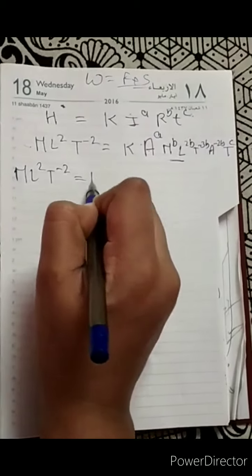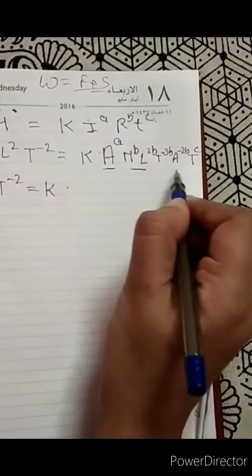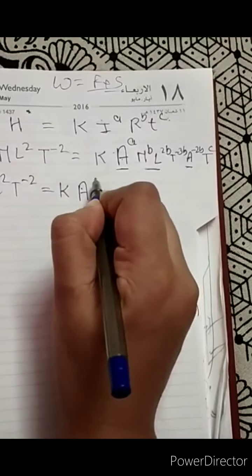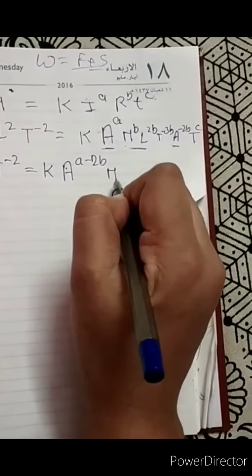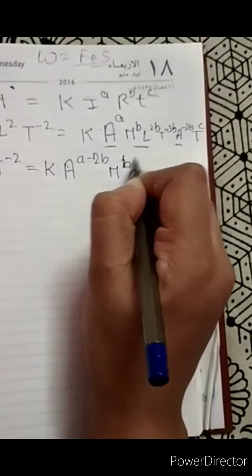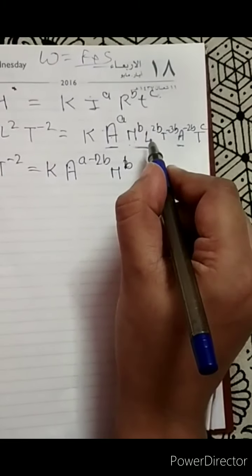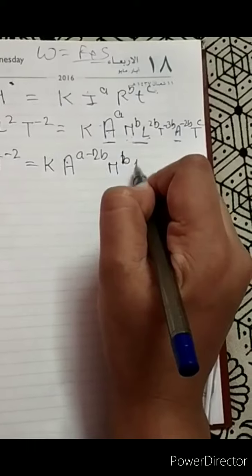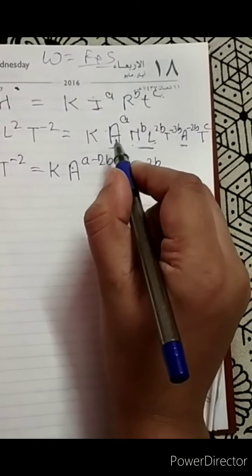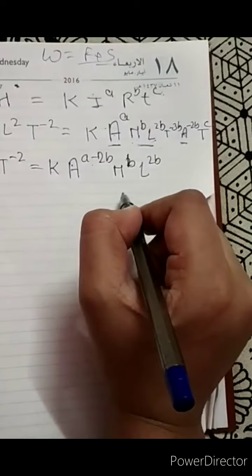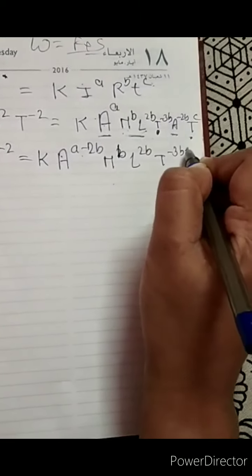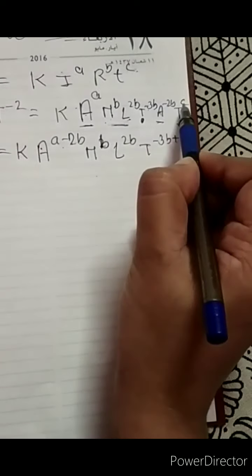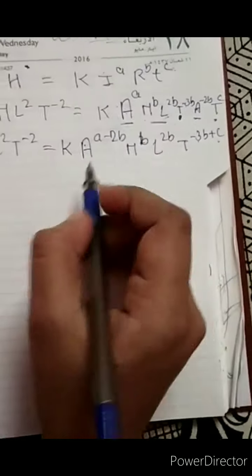ML²T⁻² is equals to k. Can you find this base same and power can be added? A minus 2b. Can you find this b? M is only M to the power b. We don't have other M's. Can you see L is only 2b, right? We don't have other L. So a minus 2b. Now here we have T, T and T, so can I write minus 3b plus c? Power is added. This is minus 3, this is plus c. Okay, fine. I got all the terms over here.